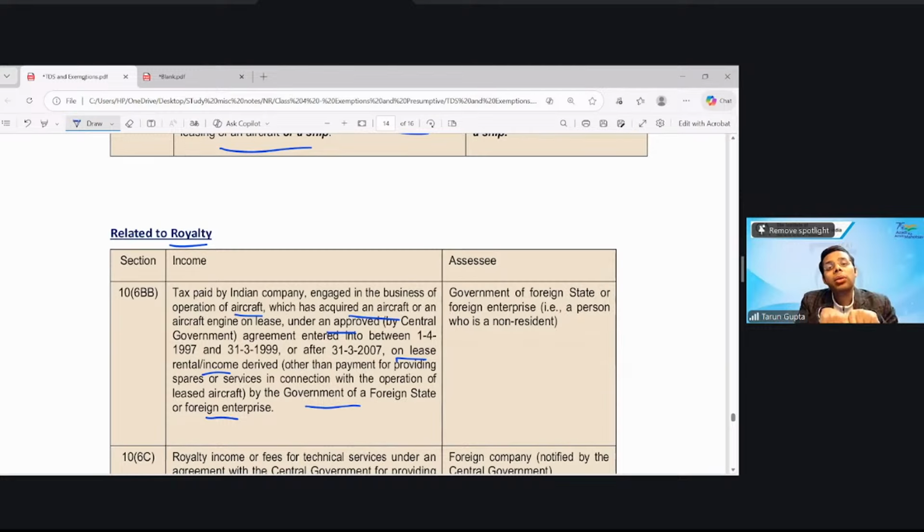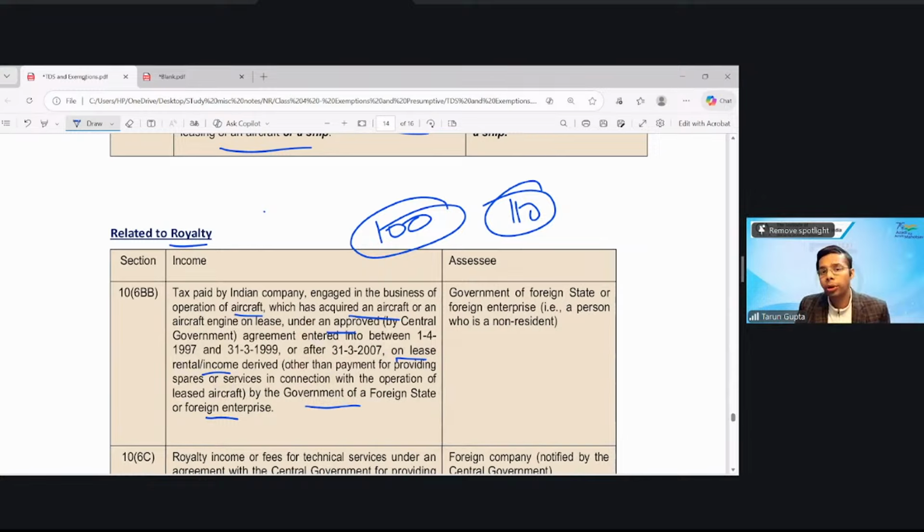But if the Indian company is also bearing the tax on these lease rentals, then this tax amount is not taxable in the hands of the recipient. Understood? So, if the Indian company is paying 100 rupees and there is a tax of 10 rupees on this, which is also being borne by the Indian company, then actually the income of the foreign company is 110, because the tax is also borne by the Indian company. For computing the income, we have to gross up. Then section 10(6BB) exempts this 10 rupees tax paid. This tax is exempt in the hands of the foreign company.